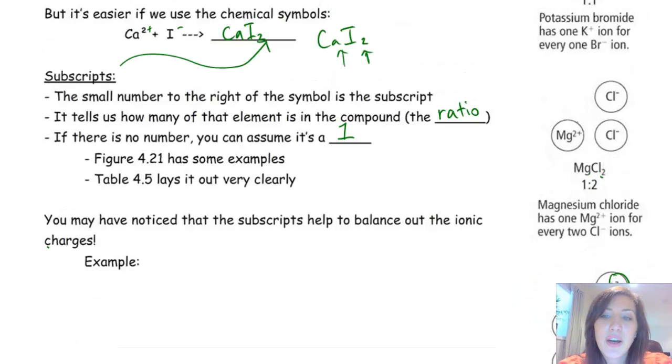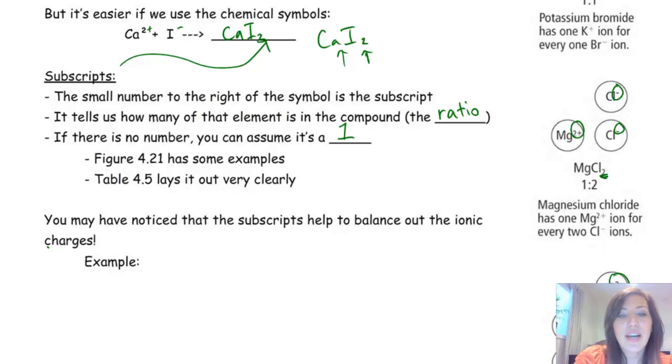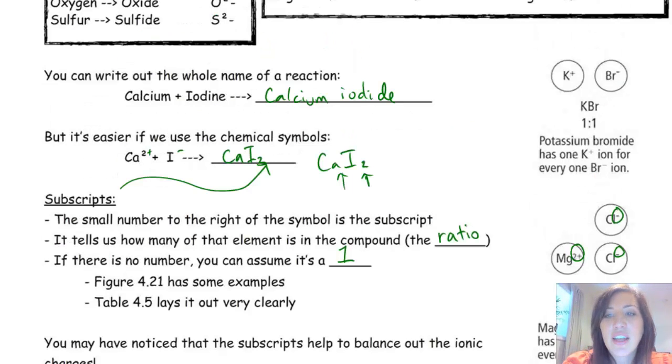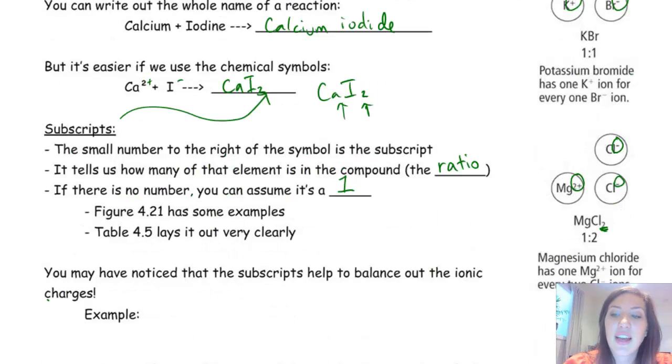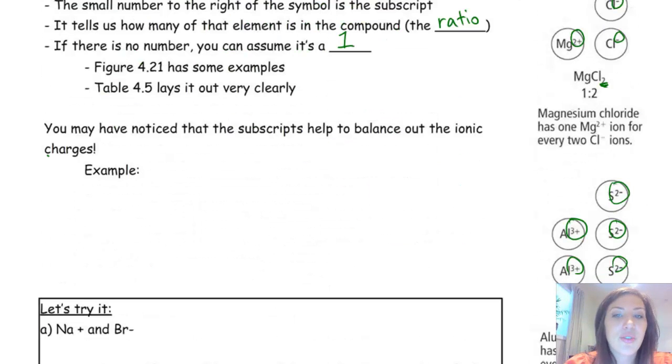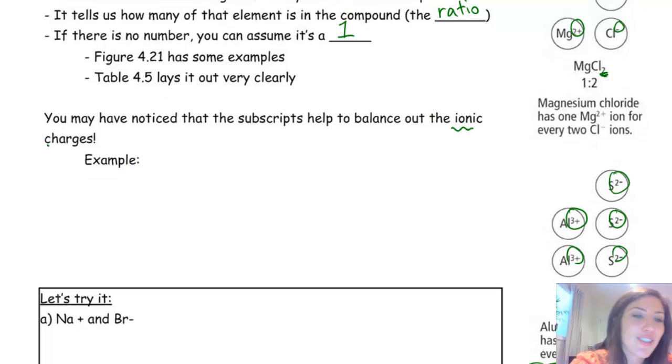And we have 2 positive magnesiums and 2 negative chlorides, but we need 2 chlorine atoms to balance out the 2 plus. So we need 2 of them here. So as you can see, we're trying to balance out these charges here. This positive and this negative need to balance out. So that's why we may need more or less of these certain ions. So they help to balance out the ionic charges.